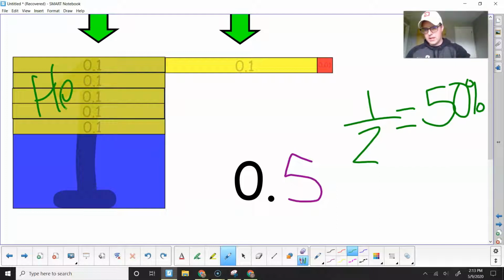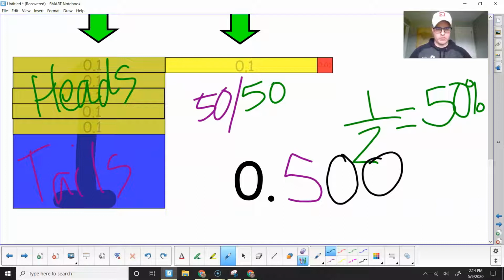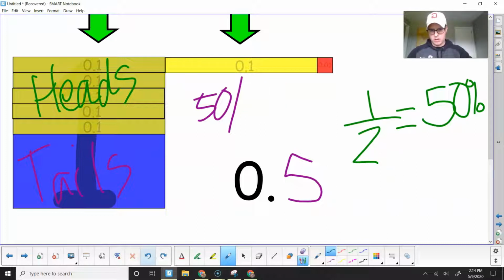So let's just say this side is heads and this side is tails. See how you have a 50-50 chance? Sometimes we say 50-50 getting heads or tails on a coin when you flip it. So that's what the decimal 0.5 means. Because you can actually say 0.5 is the same thing as 0.50. Or in baseball, if you're batting 500, it means that you are getting a hit half the time, right? It's a good average.